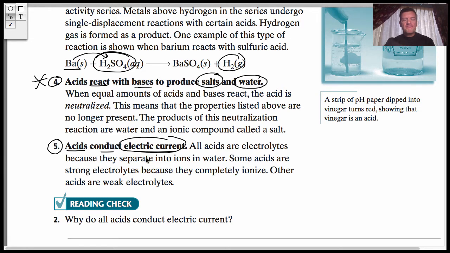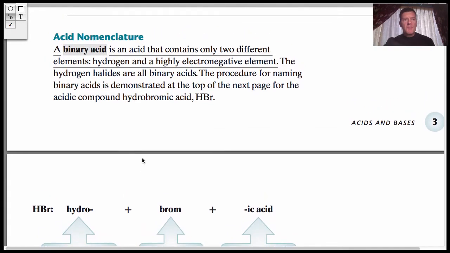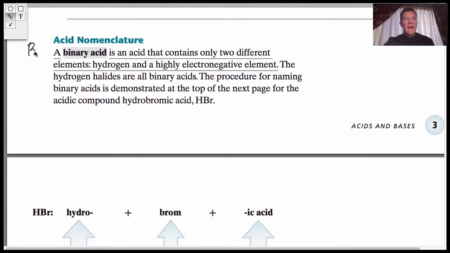Okay? Now, likewise, there are properties for bases. Before we get there, let's talk a little bit about how we might name certain acids. And I'm only going to ask you to name what are called binary acids. Binary means two. So a binary acid contains only two different elements.